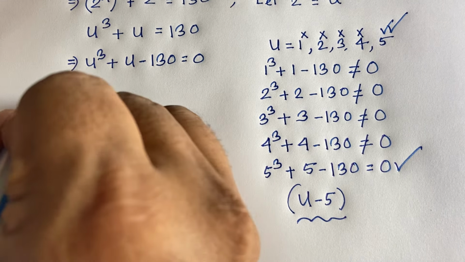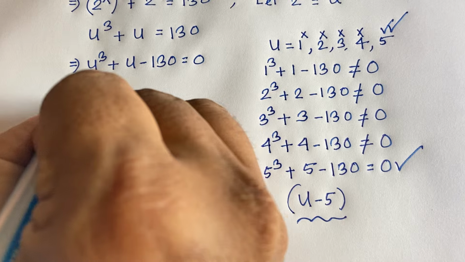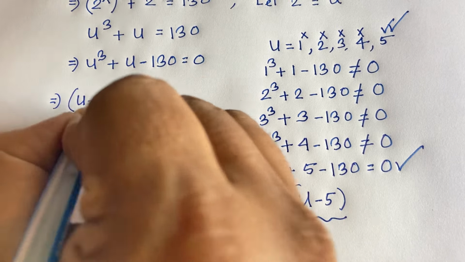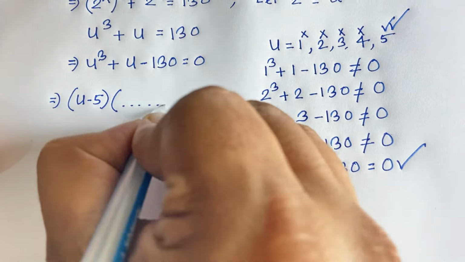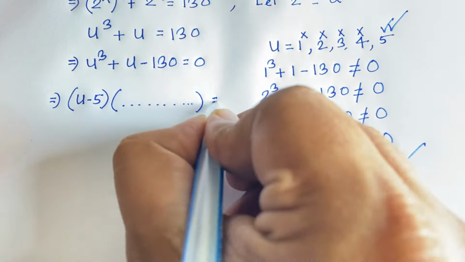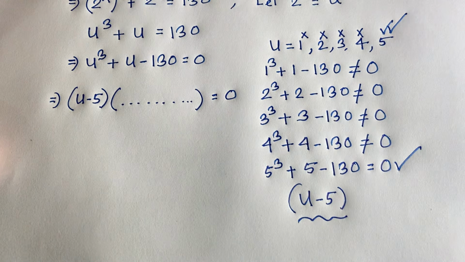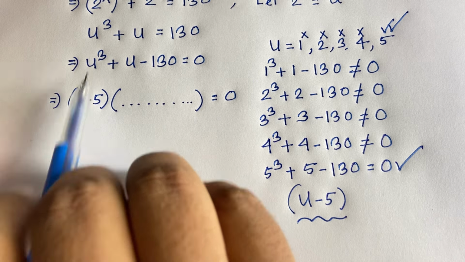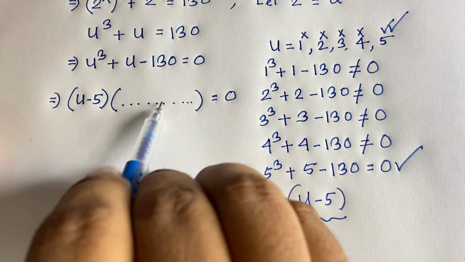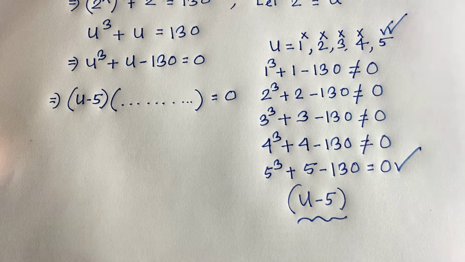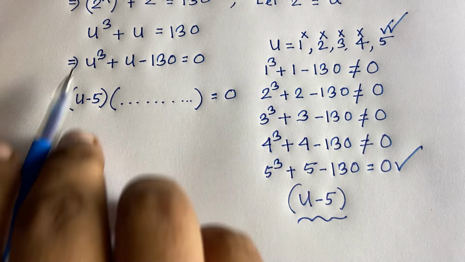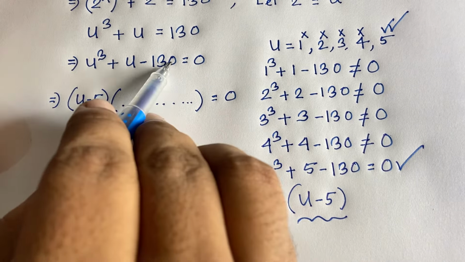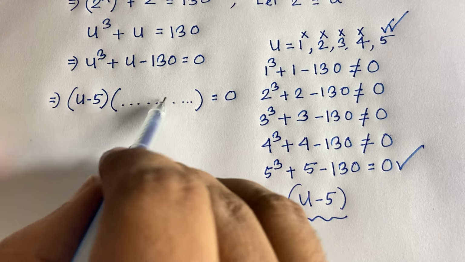So I take this factor in this equation, u minus 5. Now we'll set this factor equal to 0. Because here is u to the power 3, it is a cubic equation, we'll find u. At this moment we'll find here is a quadratic equation. If I divide this equation by this value, we'll find this equation easily.